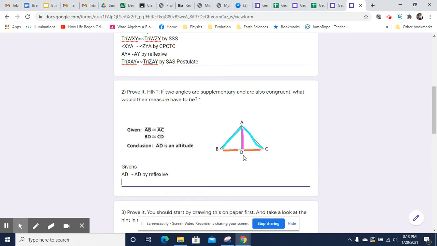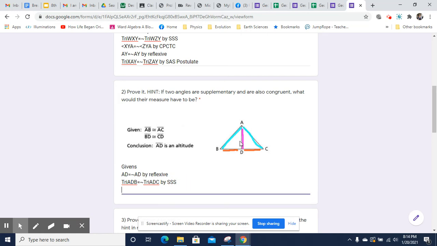Reflexive sure gets around. So now we can say that triangle ADB is congruent to triangle ADC by side, side, side, because we got three sides that are congruent here. Okay, side, side, side, and side, side, side. Now once we have that information, we can argue that angle ADB is congruent to angle ADC by CPCTC.